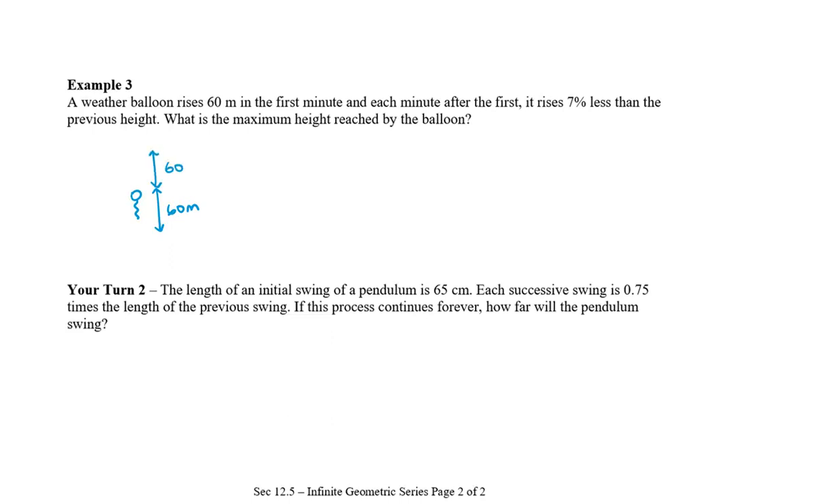It's going to go up 60 meters, and it rises 7% less than the previous height. So it's actually only going to rise 0.93 or 93% of the previous height. So we're going to times that by 0.93. So that would be 55.8 meters. Okay. So we can see that T1, our first height is 60, and our ratio, each height after that is going to be 93% or 0.93 of what it was before.